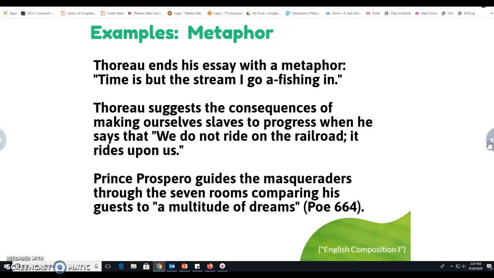I'm providing an example. And then this one is from The Masque of the Red Death. Prince Prospero guides the masqueraders through the seven rooms, comparing his guests to, quote, "a multitude of dreams," Poe 664. And so again, I'm taking the primary source, the poem, the story, the novel, the play, whatever it is, and I am extracting these examples of these elements.